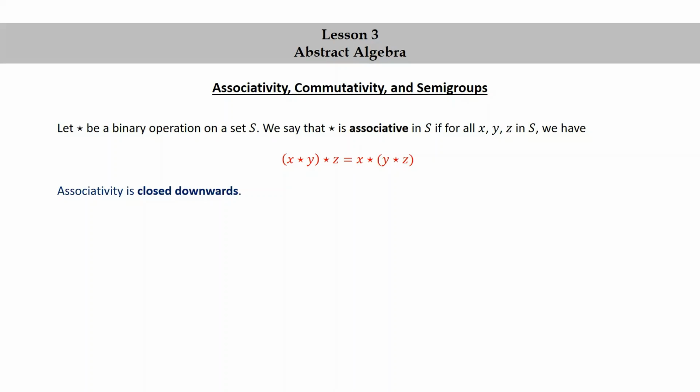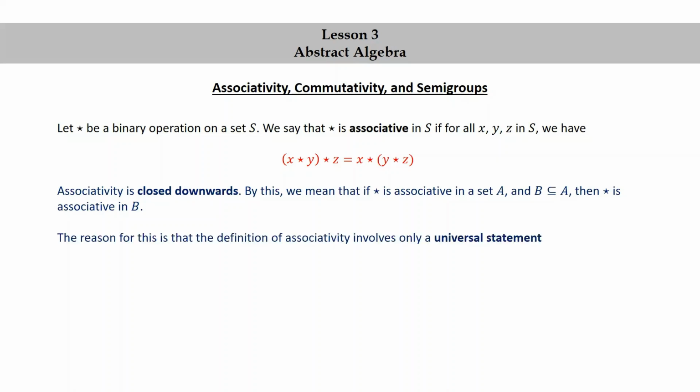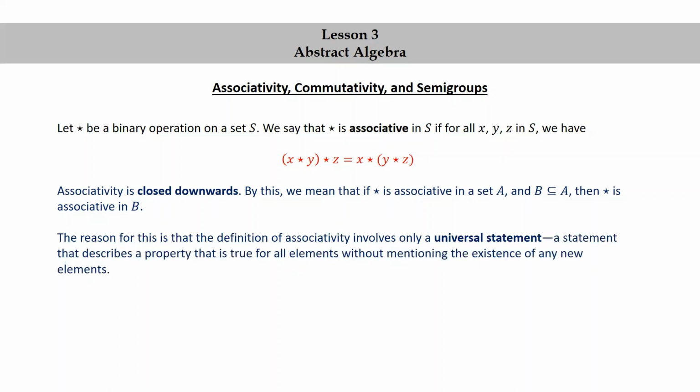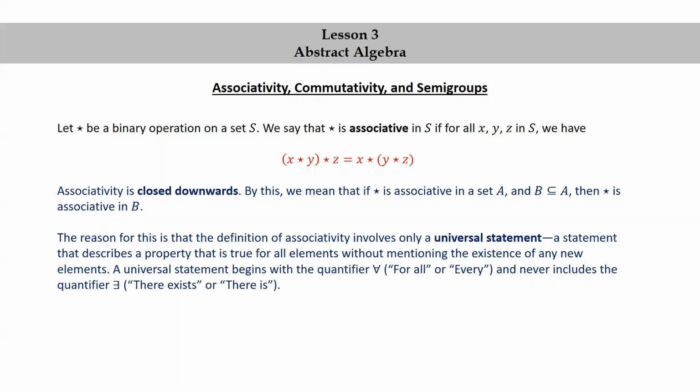Associativity is closed downwards. By this, we mean that if star is associative in a set A and B is a subset of A, then star is associative in B. The reason for this is that the definition of associativity involves only a universal statement. This is a statement that describes a property that is true for all elements without mentioning the existence of any new elements. A universal statement begins with the quantifier ∀, this upside down A, read as for all or every, and never includes the quantifier ∃, the backwards E, read as there exists or there is.